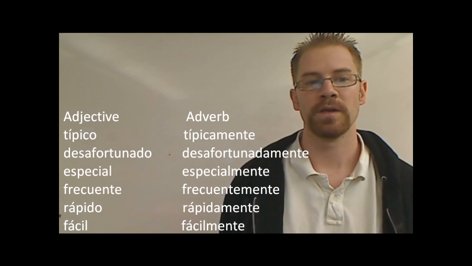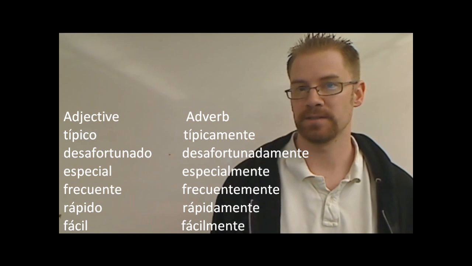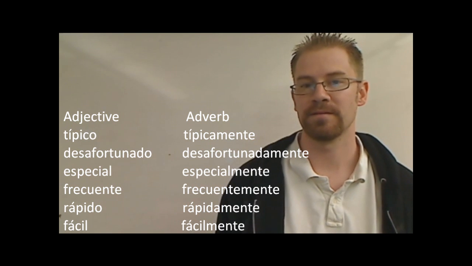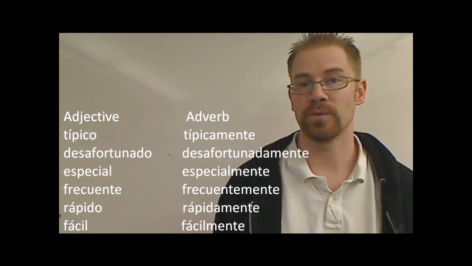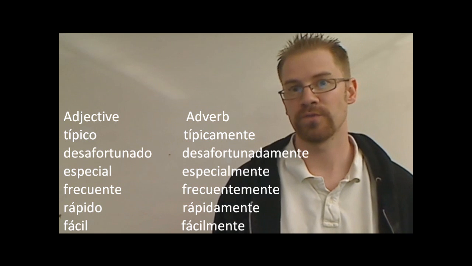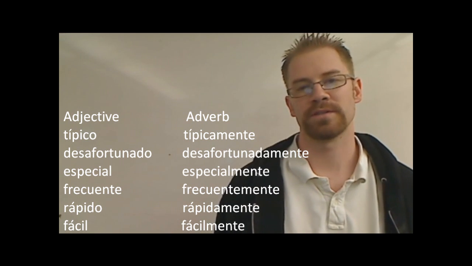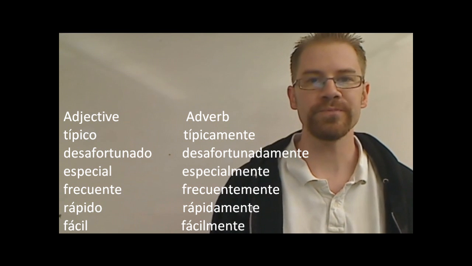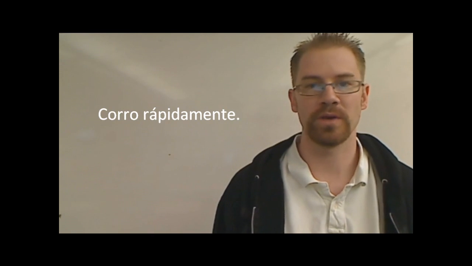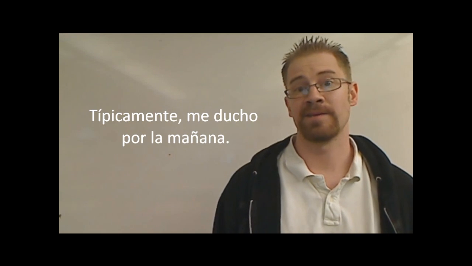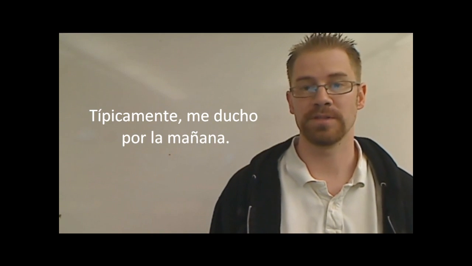I'll give you two more. If you have one that ends in a consonant, like fácil, easy, to say easily, just add the mente, fácilmente. And then lastly, rápido, for quick, put it into its feminine form, add the mente, rápidamente. And these work just like they would in English. For example, yo corro rápidamente, so I run quickly. Or típicamente me ducho por la mañana, so typically I shower in the morning. They work pretty much exactly the same.